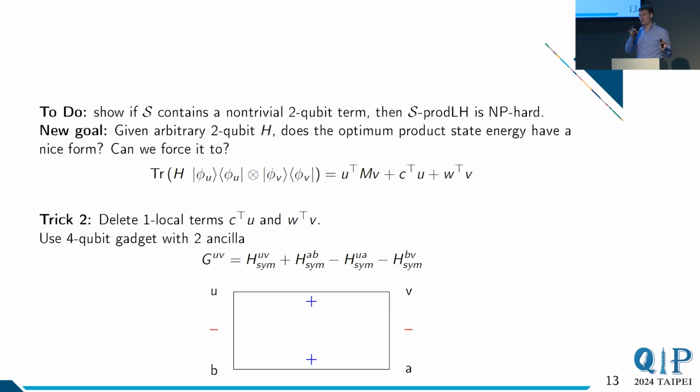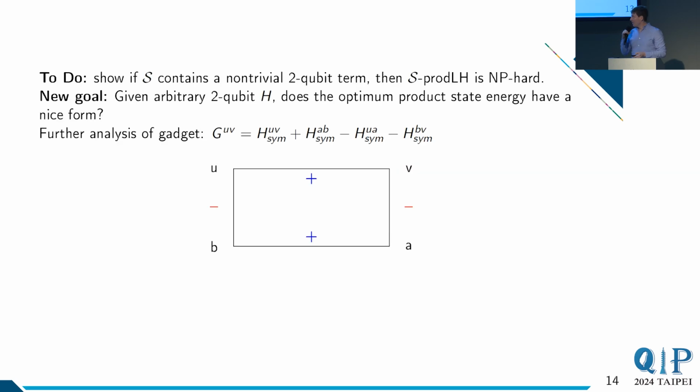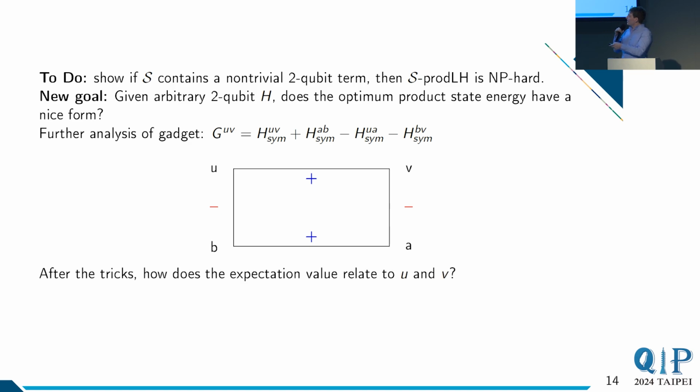So that's basically the whole construction, where instead of using the original term h, we're always going to use this gadget g. So once we have this gadget and we say we're going to use it, the question becomes, how does the expectation value, or how does the minimum product state energy relate to the states of those original qubits, u and v?